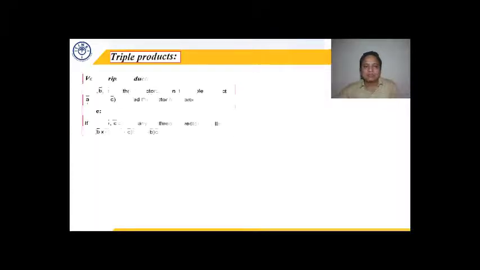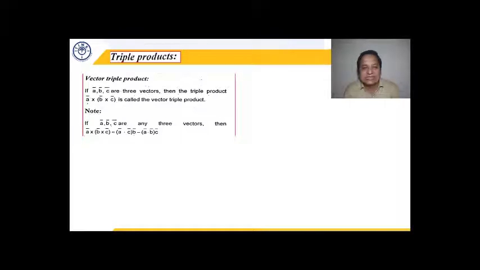Now, vector triple product. It says if A, B, C are three vectors, then A cross B cross C is called the vector triple product. It is equal to (A dot C) B vector minus (A dot B) C vector. Here A dot C is a scalar quantity multiplied by the B vector, and A dot B is a scalar quantity multiplied by the C vector, and we subtract the two. I will use this formula when finding the vector triple product.